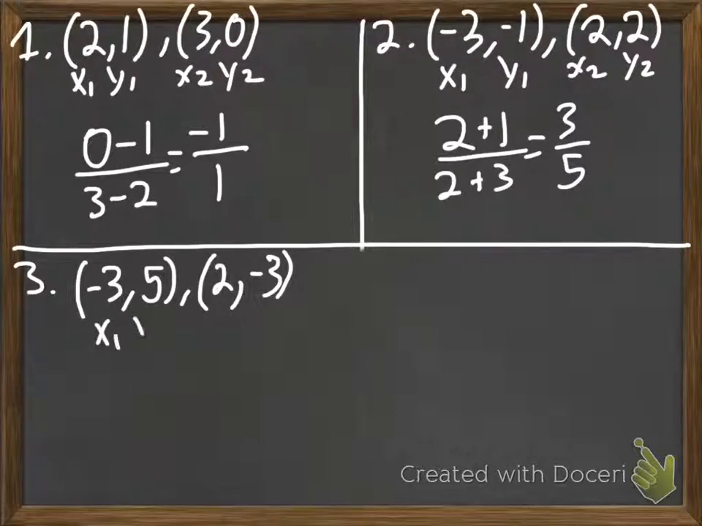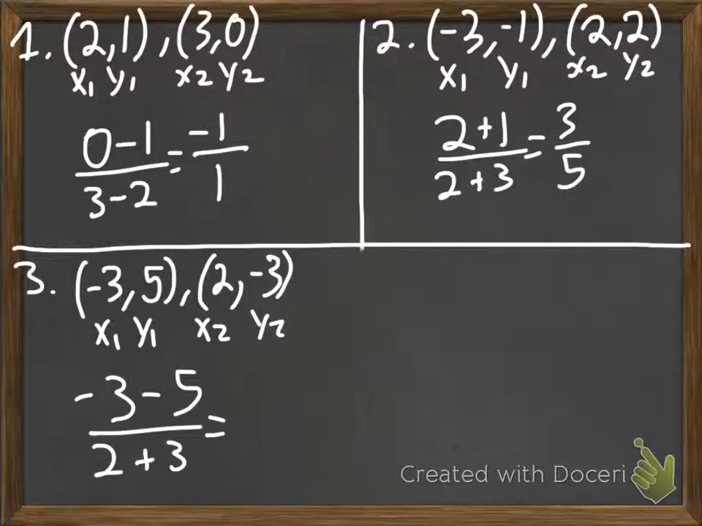Finally, we're going to do this. It looks like we're going to go 8 to the left, 8 down, 5 to the right.